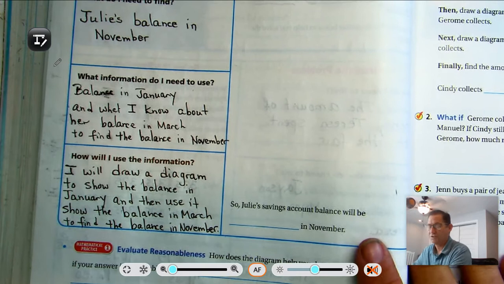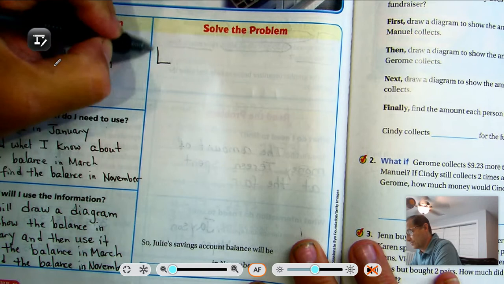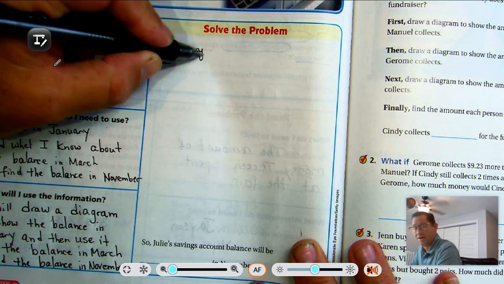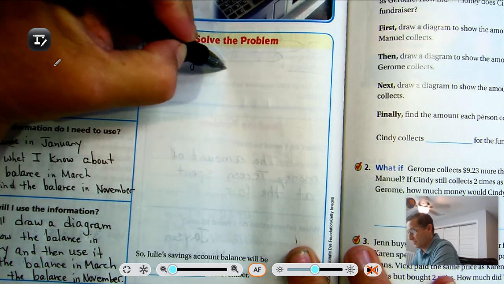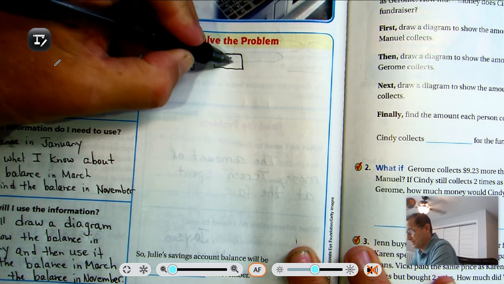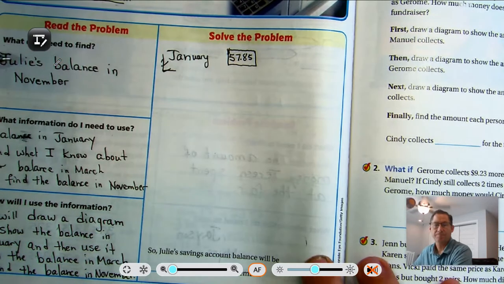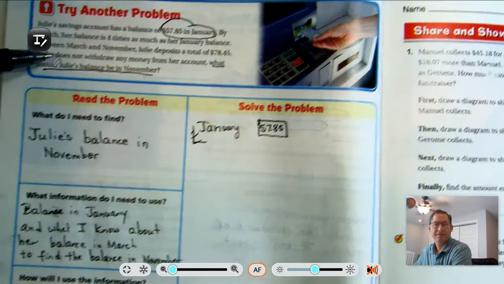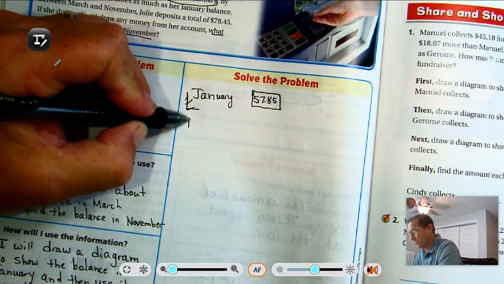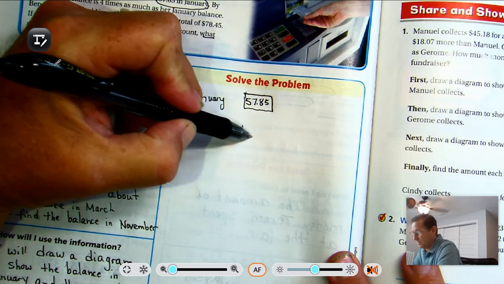So we're going to start with January. That's what we were given, right? So we're going to label it first, January. I'm going to draw one box to represent 57.85. So that was her balance in January. And then it says by March, her balance is 4 times as much. So we're going to put March, and it's 4 times as much.